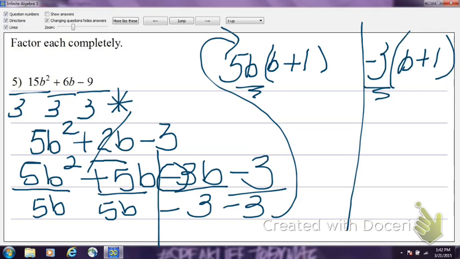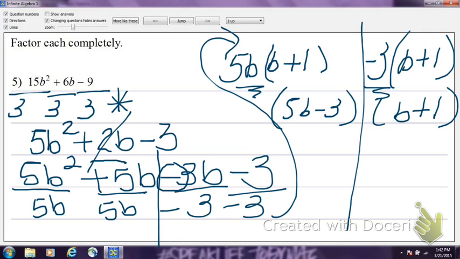Take your outers and rewrite it as double distribution. So we should have a 5b and a minus 3 go in their own parenthesis, and a b plus 1. You may notice something missing, and if you did, that's great. A lot of times I forget about it, but it's the greatest common factor. We took something out in the beginning, and that has to be accounted for.